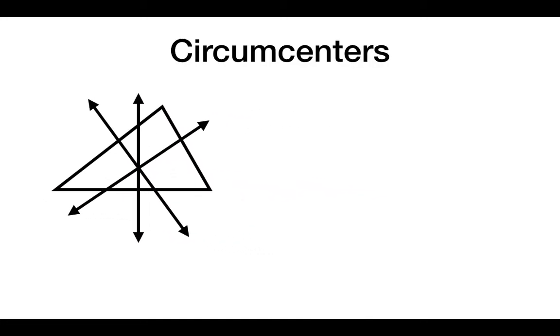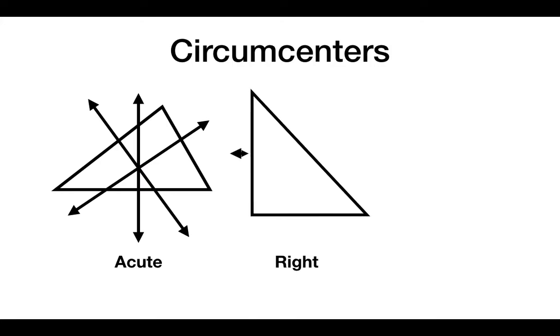Now let's talk a little bit more about circumcenters. This first one is an acute triangle. And when it's an acute triangle, the circumcenter is in the center. But let's see what happens when we have a right triangle. So as you can already begin to see, when we have a right triangle, the circumcenter is actually at the midpoint of the hypotenuse.